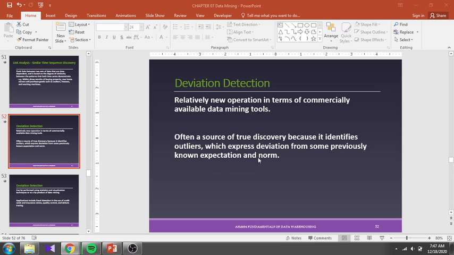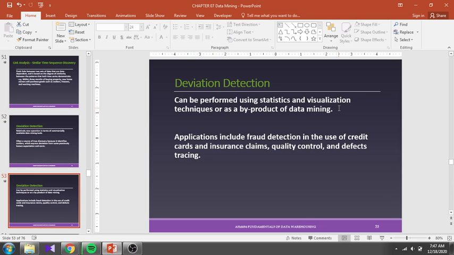We want to describe significant changes in the data from the previous measure or normative value that we get from our database. It is a relatively new operation that can be performed using statistical visualization techniques or as a by-product of data mining. Applications include fraud detection in the use of credit cards and insurance claims, and quality control and defect tracing.